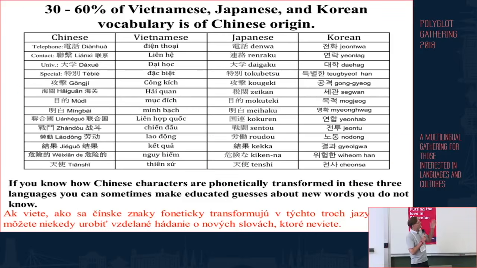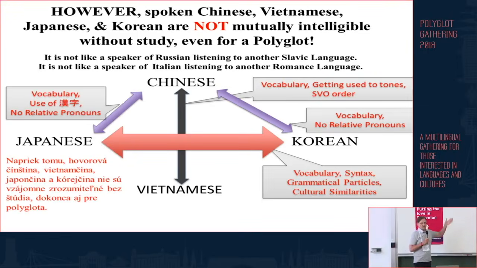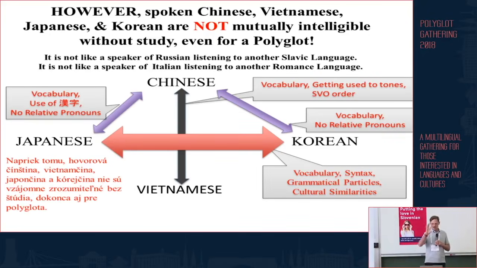So it's hard to pick a number. I would say that Vietnamese, Japanese, and Korean generally have maybe 50 to 60% of the vocabulary coming from Chinese. Here are some examples where you can see the words are quite similar. If you know how the characters change phonetically, it's better if you're coming from Cantonese than from Mandarin. When Polyglot B is going into Vietnamese and Korean, Polyglot B discovers that, first of all, they are not mutually intelligible without study. It just shows where there are similarities and differences.